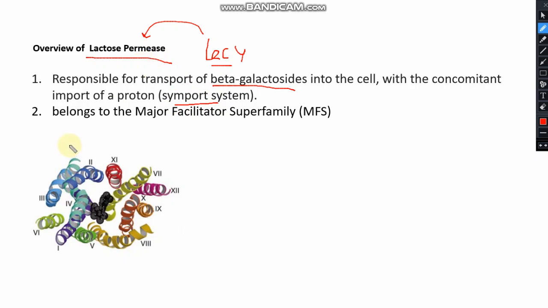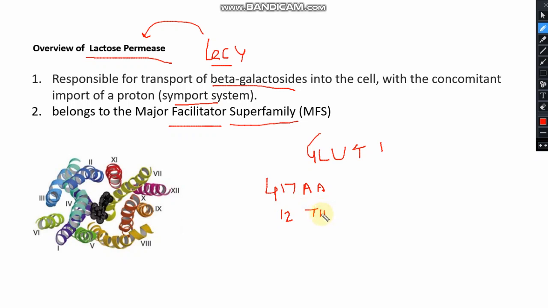The lactose permease belongs to the major facilitator superfamily. This is one of the transport protein families, and it is unlike the similar kind of mechanism like the glucose transporter. Also, this lactose permease has around 417 amino acid residues, and both the N terminal and the C terminal are located in the cytoplasmic side of the membrane. It also has around 12 transmembrane helices.